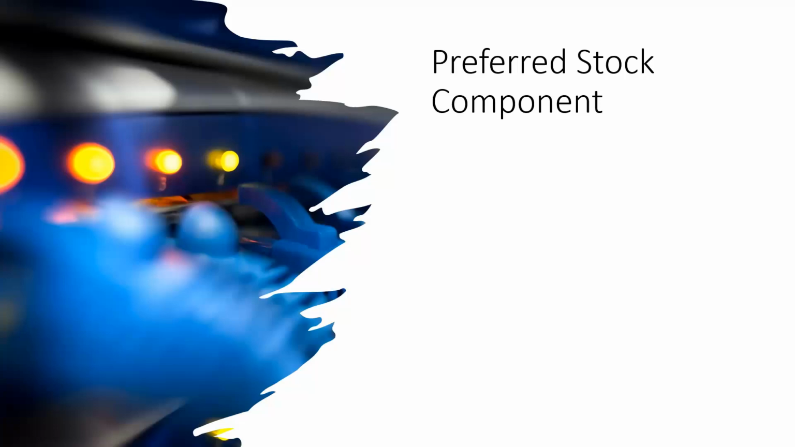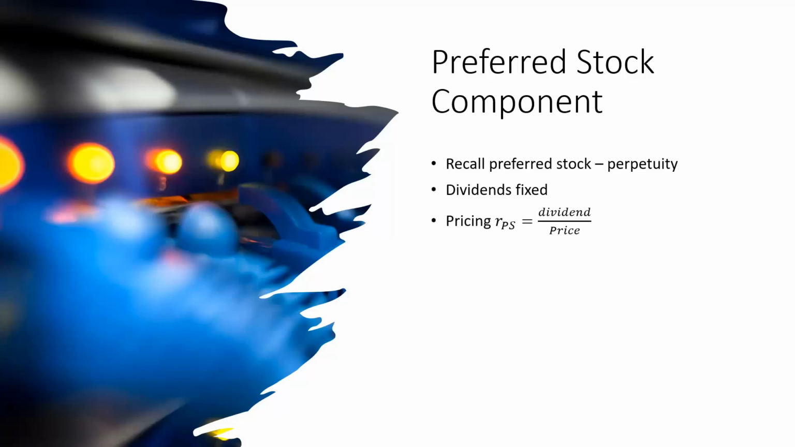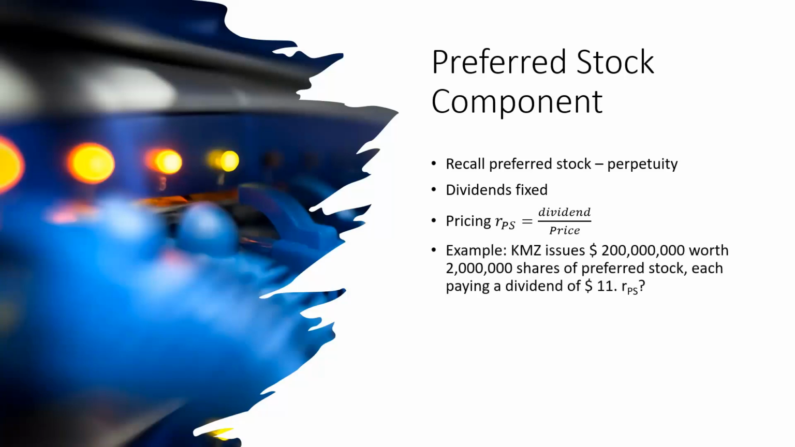Going back. So now let's move on to preferred stock, the component of preferred stock. Remember, preferred stock is a perpetuity, just like stocks. However, the dividends are fixed. So the pricing of preferred stock is just dividend divided by price. And let's assume that in our case, KMZ Airlines issues another $200 million worth of 2 million shares, $100 each. So the dividend is $11 per share for preferred.